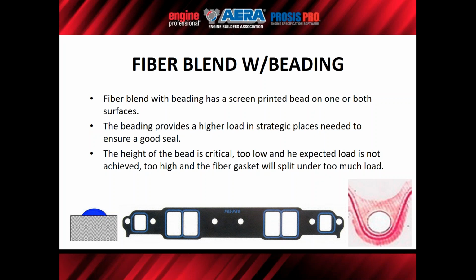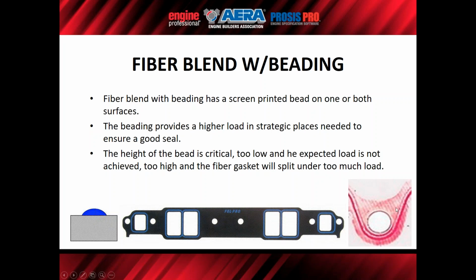Typical bead materials: silicone, nitrile. What you're looking at here, the blue there, that's silicone. Typical bead heights anywhere from 2,000s to 6,000s tall. That bead gets embedded into the fiber material. So you see when the flange comes down and makes contact with this bead, it pushes it down into this material down here. And that densifies the material and provides a really good seal in that particular area.